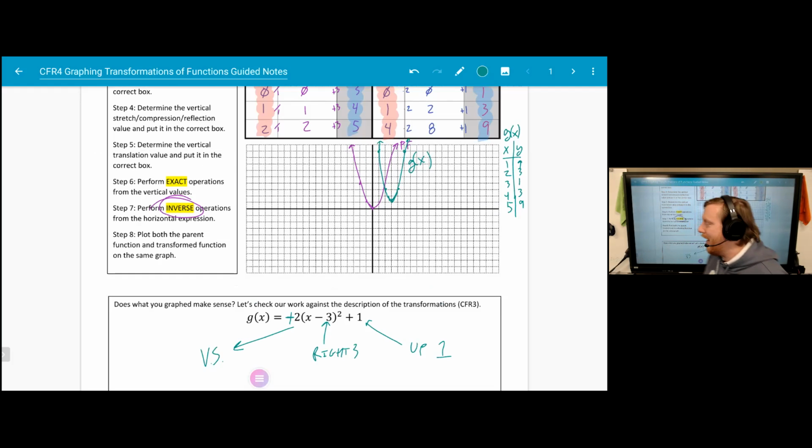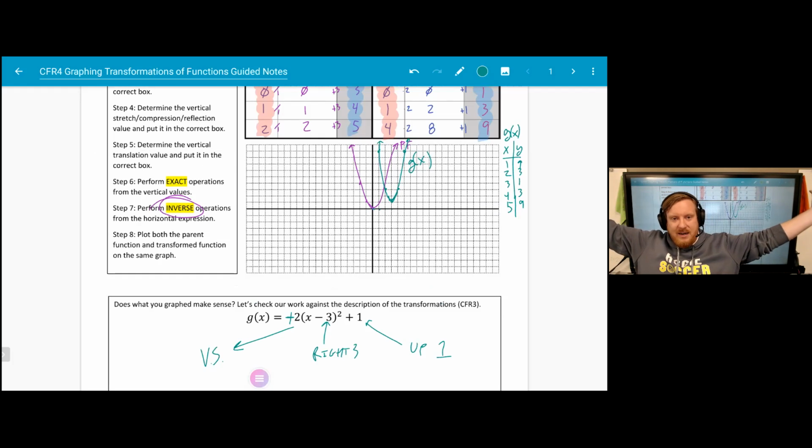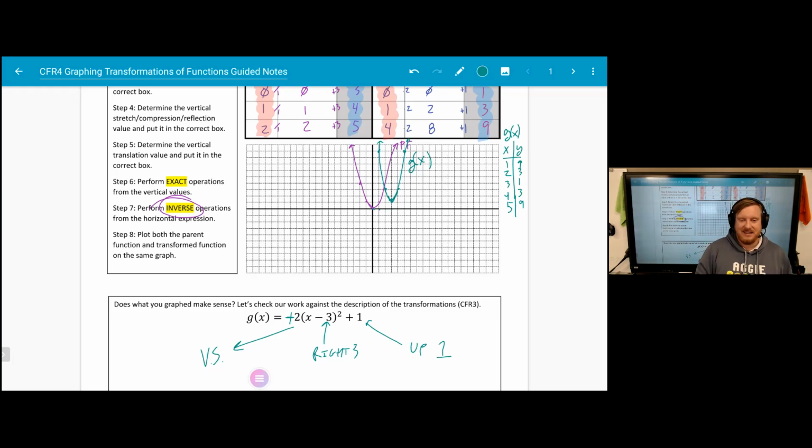Also, let's take a look at that vertex. My vertex started here for my parent function, and it ended up over here for my transformed function. It went right 1, 2, 3, and then up 1. We did it. It went right 3 and up 1. Okay, that's a lot to take in. I know it is. That's why you'll see that there are 3 examples that I'm going to do, and then the 4th one I want you guys to do.